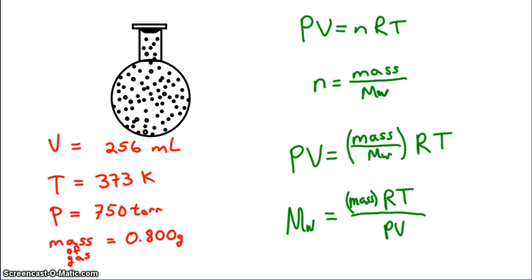To determine the molecular mass, we're going to use the ideal gas law. n is moles, and moles equals mass over molar mass. So substituting this expression into the ideal gas law, we get this. Then, rearranging this equation to solve for molecular mass, we get this expression. Then what we need to do is substitute the variables that were given in the problem into this, and then solve for the molar mass.